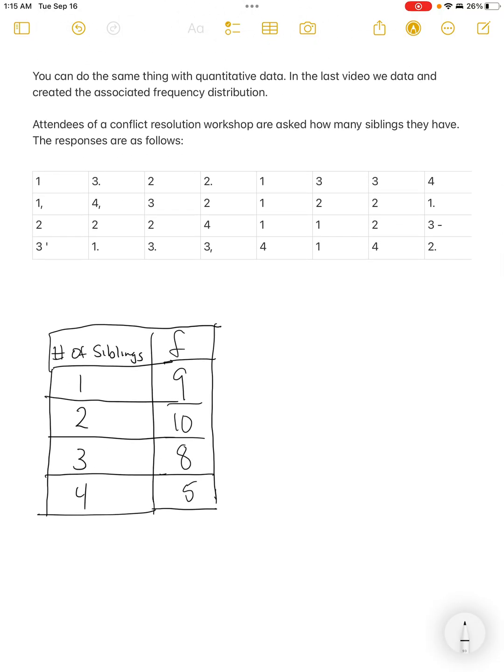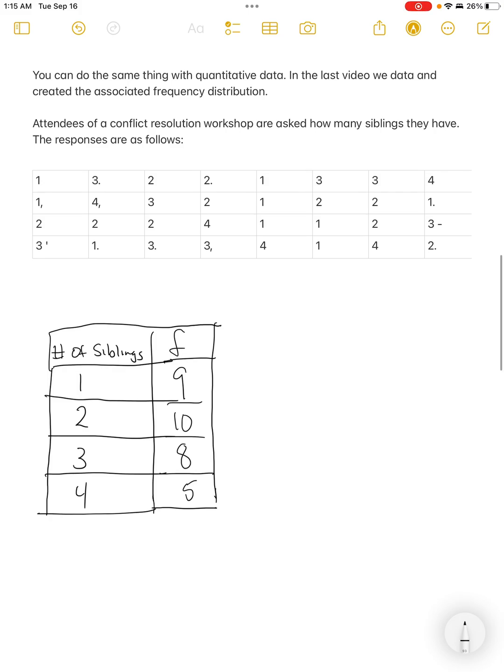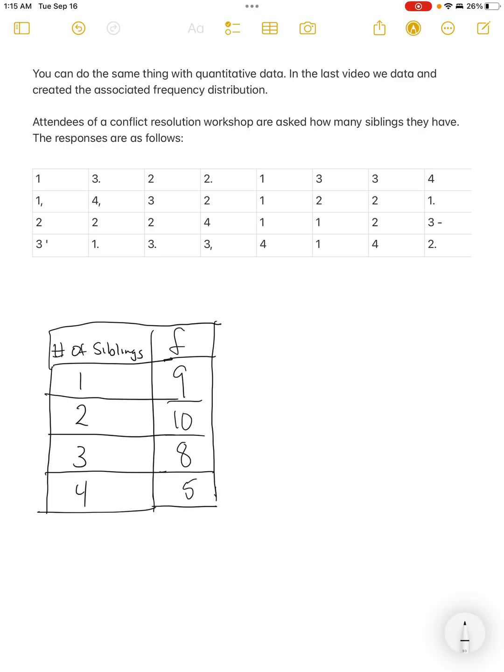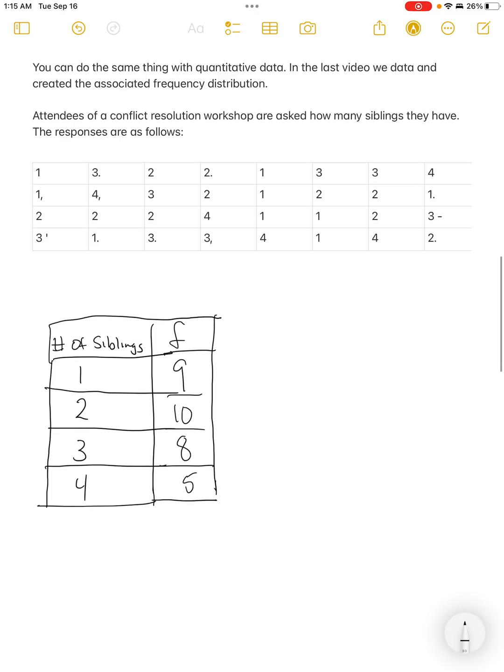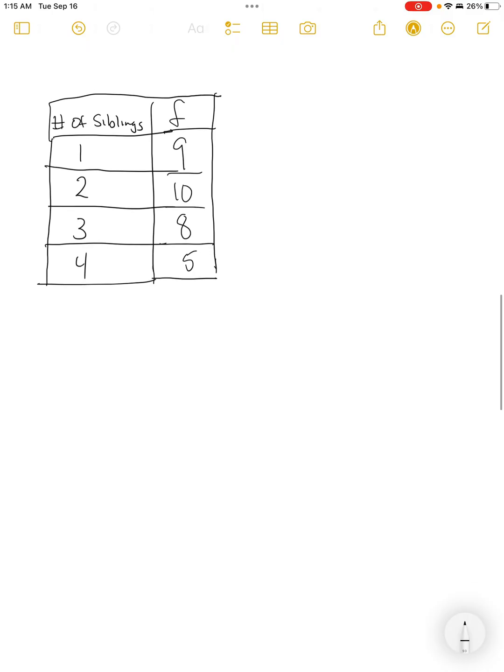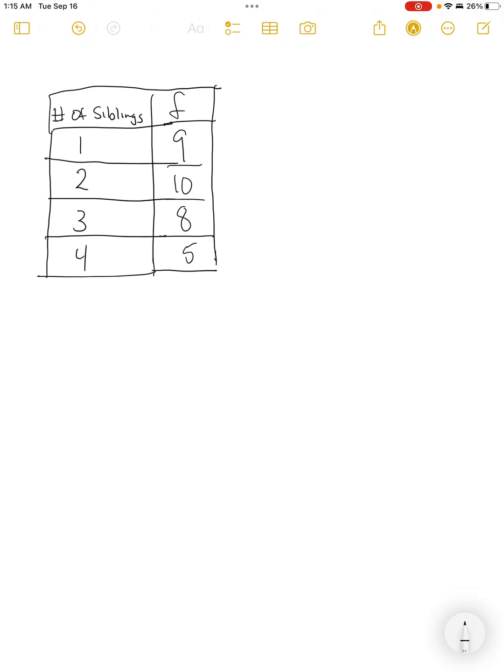And so you can do the same thing with quantitative data. So I have a cut and paste from the last video. I don't know if you remember this, but in a conflict resolution workshop, people were asked, hey, how many siblings do you have? And these were the responses. In our last video, we counted them, so I just copied that straight out. And so we have the data up above in the table. That's great. We use that table and we immediately do 8.1 and come up with the frequency distribution, right? The quantitative frequency distribution. Now our goal, the ask, is to draw the bar graph.